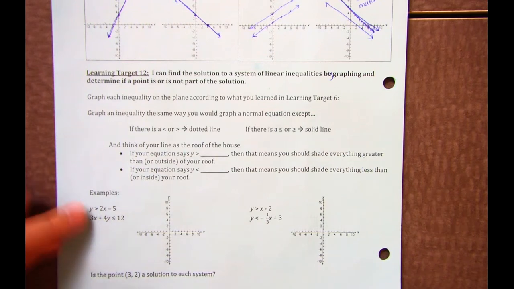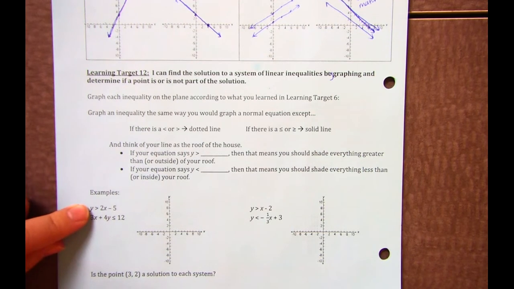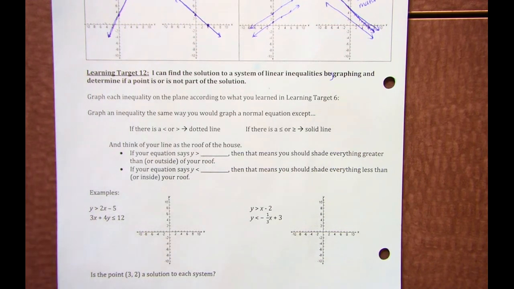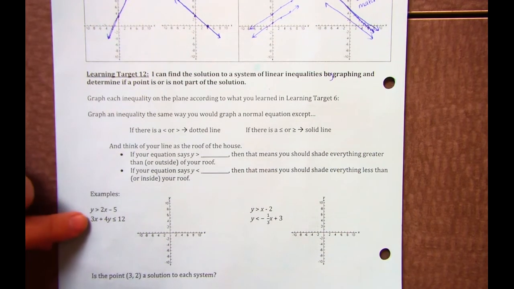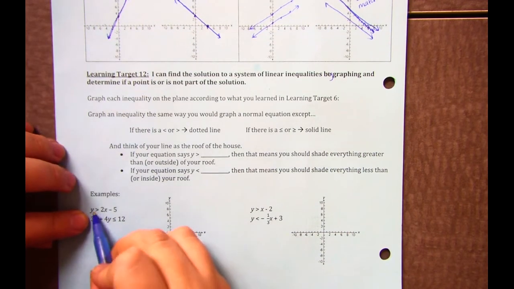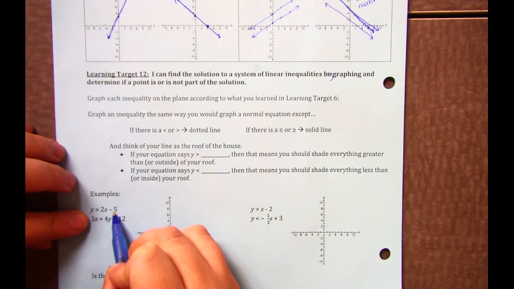If you solve this with substitution or elimination, you will only get the intersection point. You won't get the entire solution. And we'll see kind of what I mean in a second here after we graph it. So if we're going to graph this, y is greater than 2x minus 5.